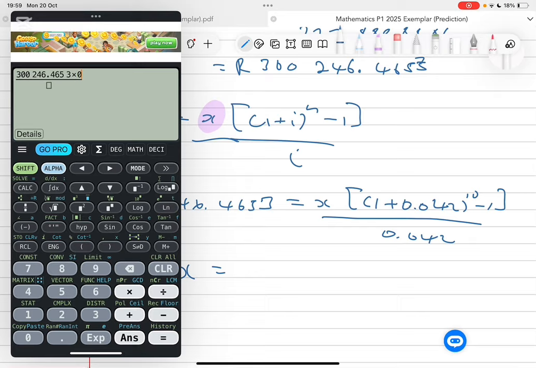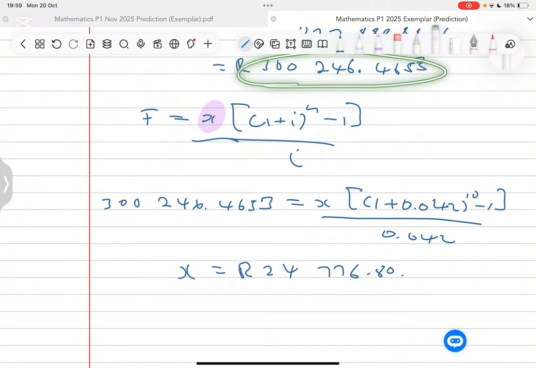300,246.4653 multiplied by 0.042, and we're dividing all this by 1 plus 0.042 close bracket to the power 10 minus 1. And this says that we have to pay an amount of 24,776.80 every month for us to be able to afford this machine at 300,000 in 5 years' time.